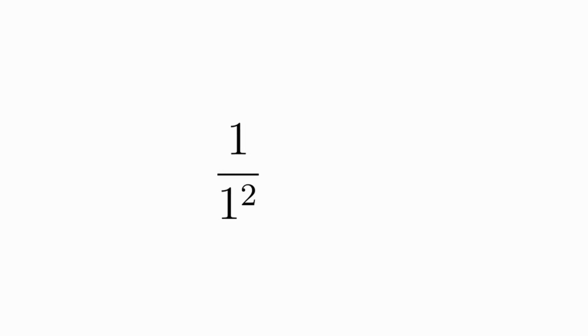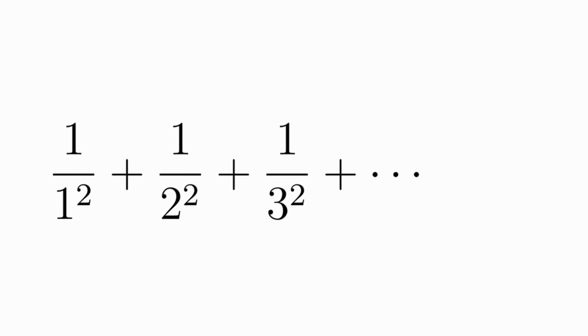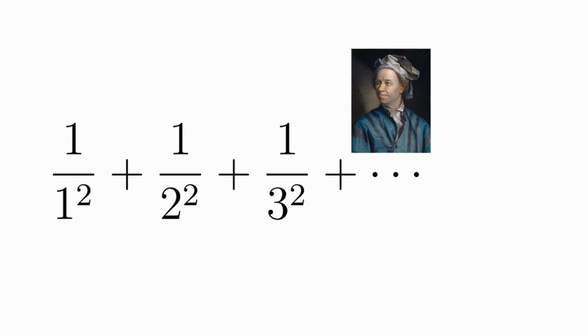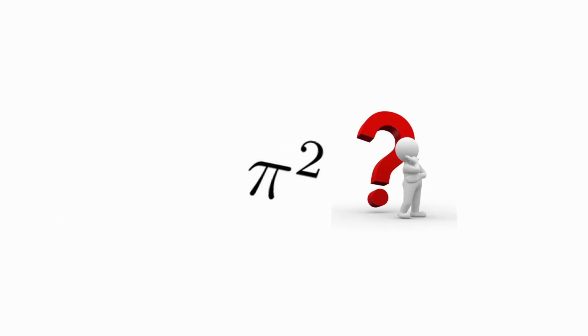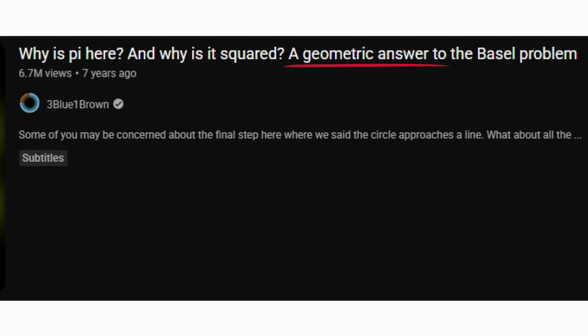Alright, quick question. What's the value of this sum? 1 over 1 squared plus 1 over 2 squared plus 1 over 3 squared and so on. Seems chill, right? But this was an actual unsolved problem for nearly 100 years until Euler pulled up like pi squared over 6. Pi squared? Bro, this isn't even a circle. Wait. Unless you're 3Blue1Brown, then yeah.